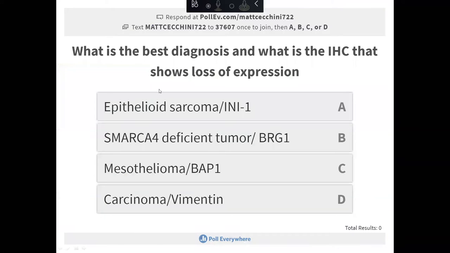So what does everyone think? What is the best diagnosis? And what do you think the IHC was that I showed you on the previous slide that showed loss of expression? Is it A, an epithelioid sarcoma with loss of INI1? Is it B, a SMARCA4 deficient tumor with loss of BRG1? Is it C, a mesothelioma with loss of FAP1? Or is it D, a carcinoma that lost Vimentin? Or I guess everything stains for Vimentin, so really, it's probably not D.